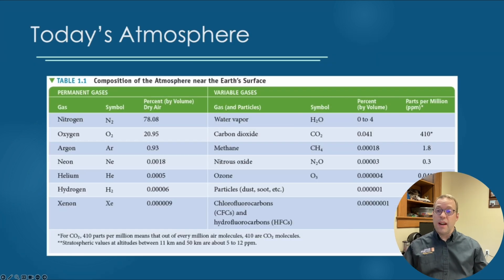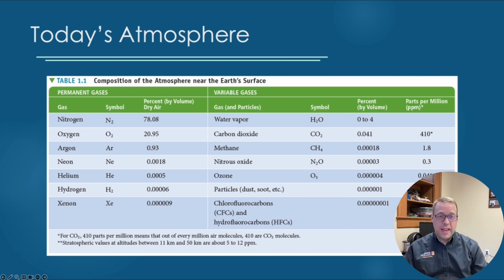So today, what is our atmosphere made of? Well, 78% of our atmosphere is nitrogen. Nothing was happening with this nitrogen. It just kept building up in our atmosphere. And just under 21% of our atmosphere is made of oxygen. Now, there are other elements in our atmosphere, like less than 1% argon. We have some neon, helium, hydrogen, xenon. These are some pretty typical gases in our atmosphere.